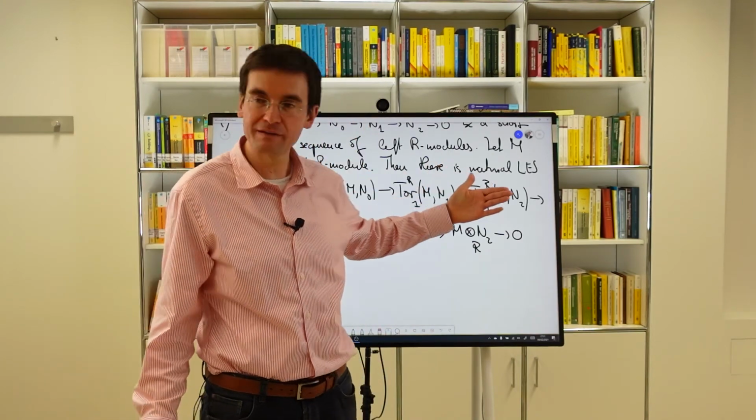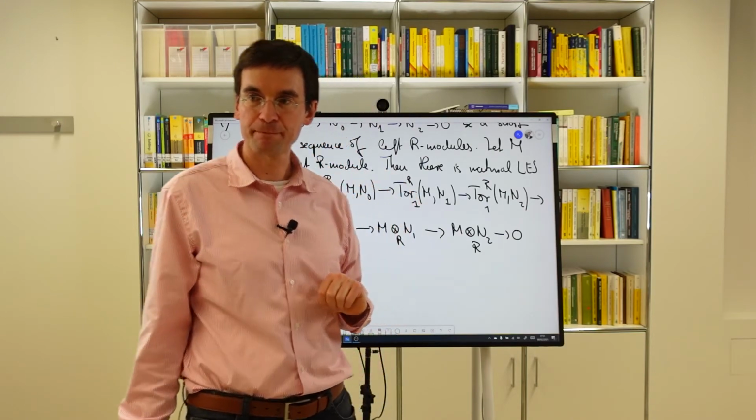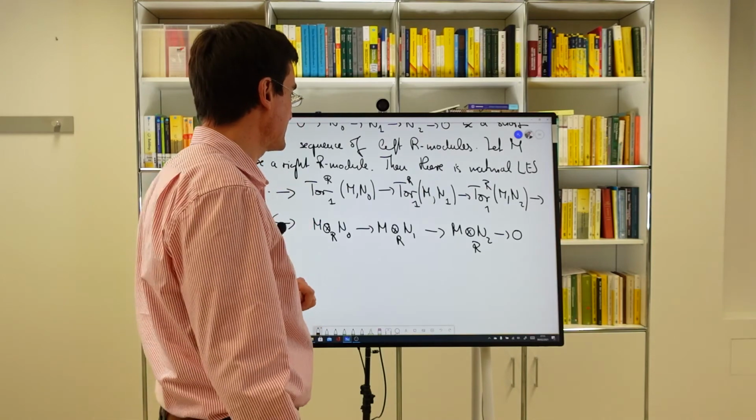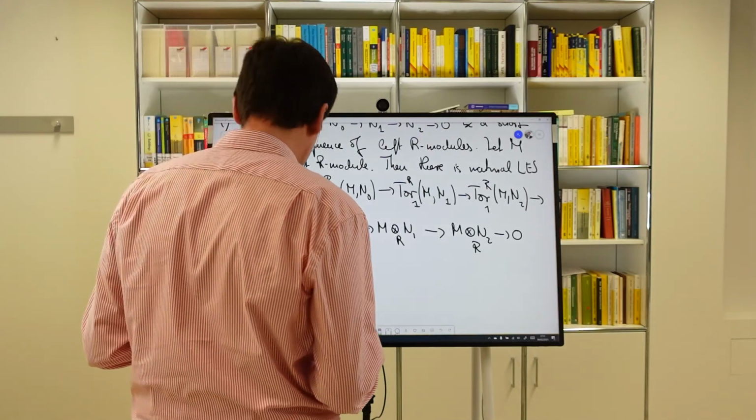Of course, you can also see it by arguing from the long exact sequence. So in all degrees, the Tor term vanishes. For a flat module, in all degrees, the Tor term vanishes, if you have a flat module in either variable, either the left or right variable.